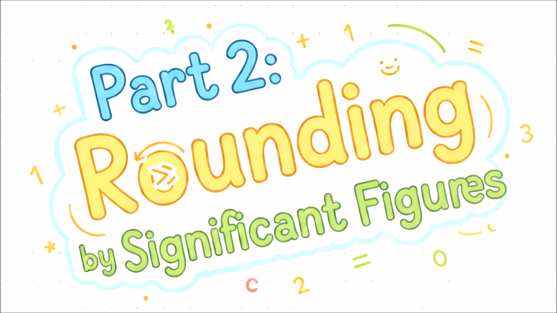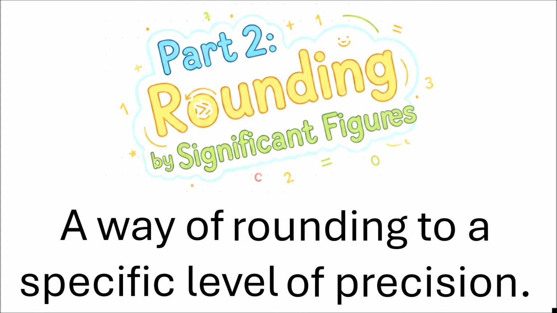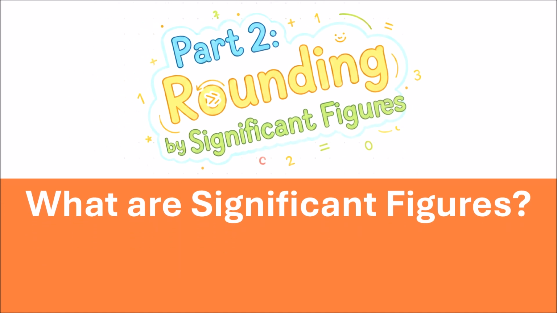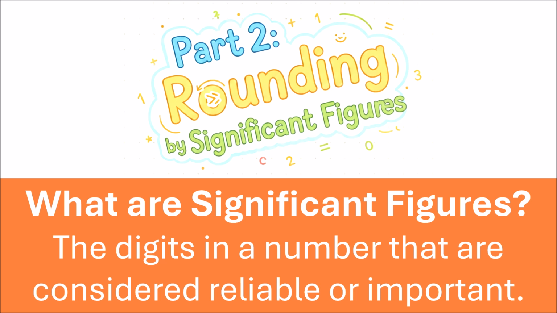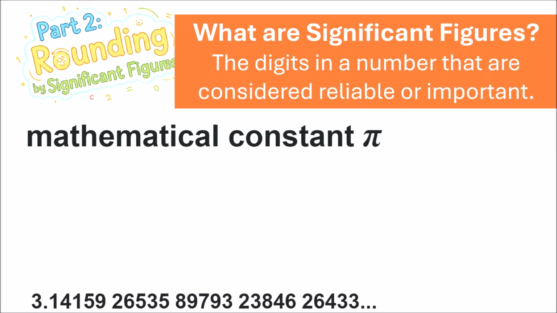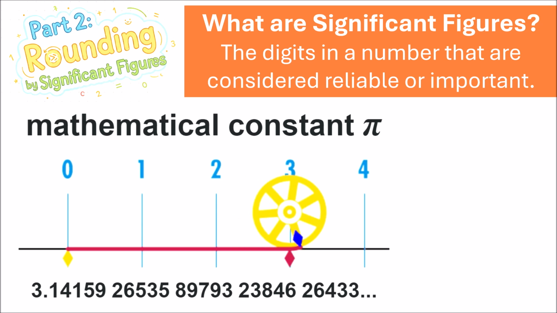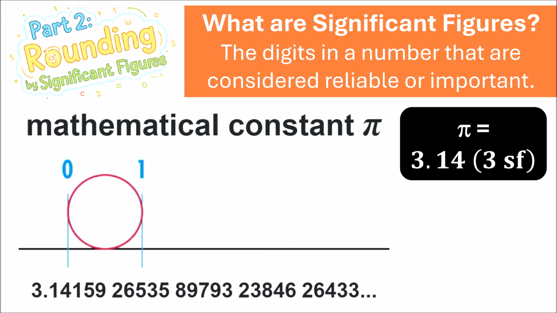Part 2. Rounding by significant figures. Rounding by significant figures is a way of rounding to a specific level of precision. It's especially useful in science and engineering where measurements have varying degrees of accuracy. First up, what are significant figures? They are digits in a number that are considered reliable or important based on the precision of the measurement. For example, the actual value of pi has an infinite number of digits, but for practical purposes, it is usually rounded to 3.14, which has 3 significant figures.